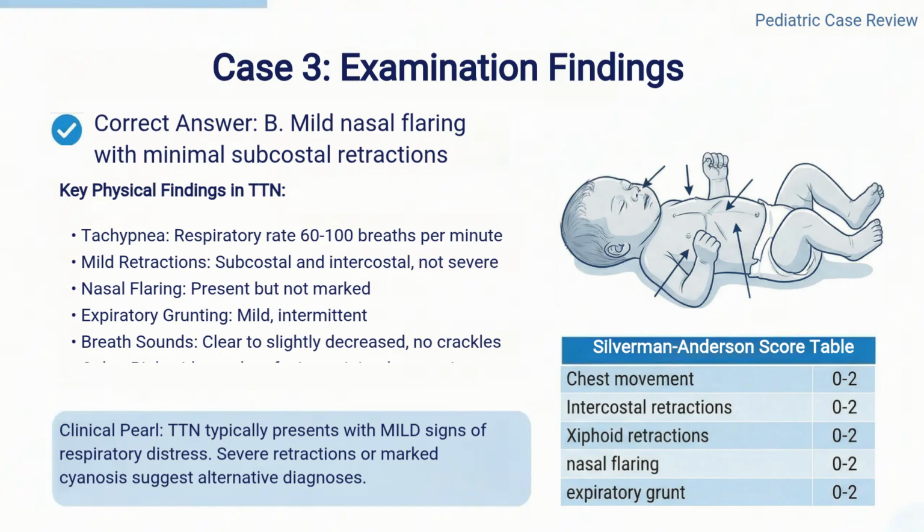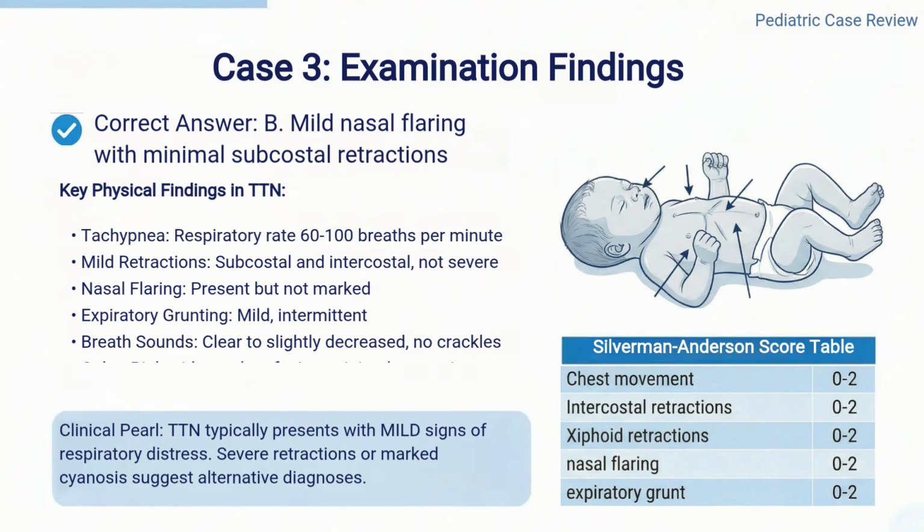This is the key clinical teaching point for transient tachypnea of the newborn. The signs of respiratory distress are mild, not severe. The tachypnea can be significant, ranging from 60 to 100 breaths per minute, but the retractions are subcostal and intercostal rather than severe. Nasal flaring is present but not marked.